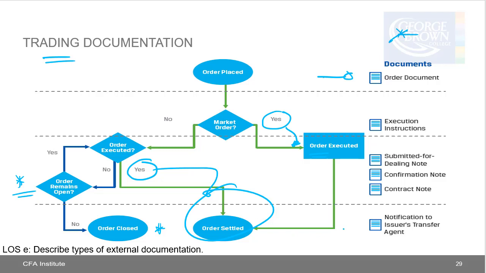So again, we've looked at something similar to this back in another chapter, but now we're just looking at some of the trading documentation. So in terms of trading floor execution instructions, and then over here, submitted for dealing note, confirmation note, contract note. That's progress of the trade until execution. And then here, finally, the order settled. There's a notification to the issuer's transfer agent.